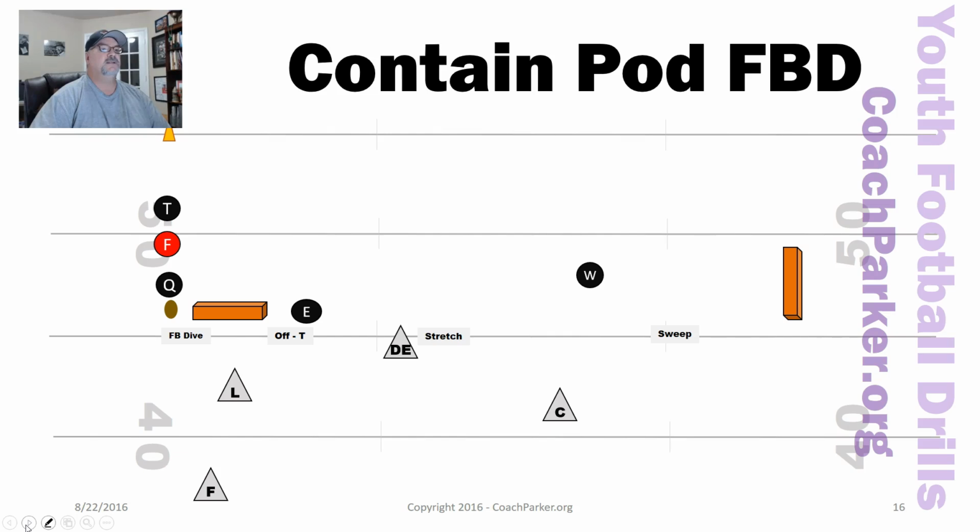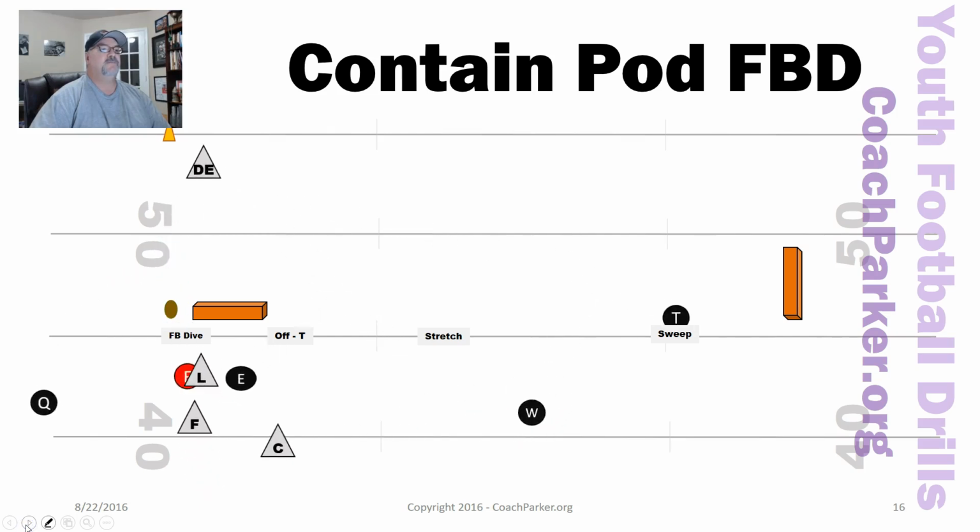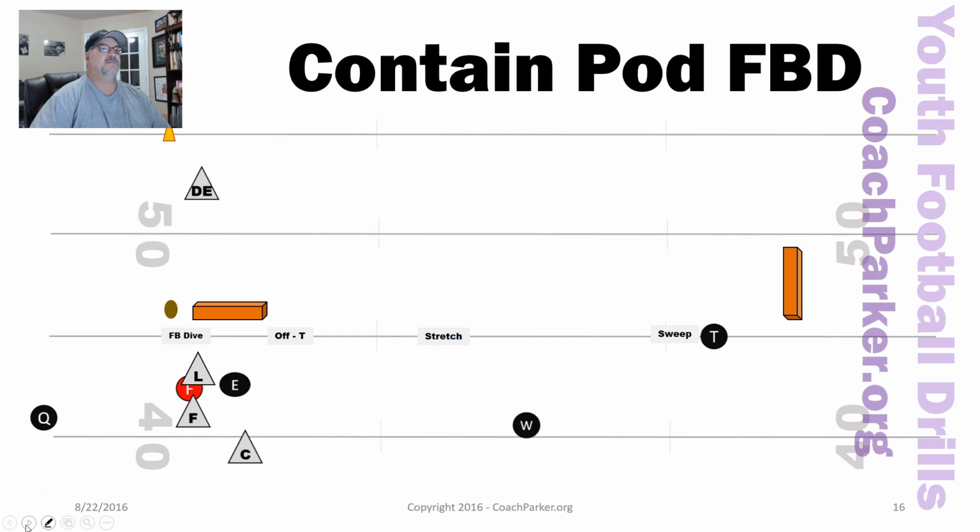We can do this again real quick. The end goes up, linebacker reads the fullback, and everybody comes over.